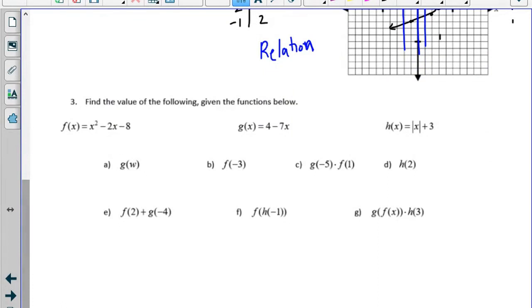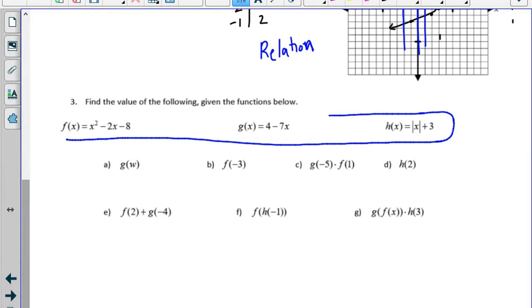Okay, find the value of the following given these 3 functions below. If we look at these 3 functions, we're going to just substitute some things in. So g of w, anywhere there's an x, I'm going to replace it with a w. So g of w is 4 minus 7w.